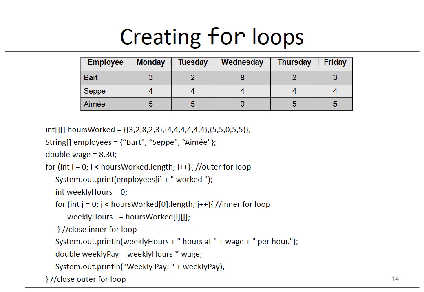Just as if-then statements, for loops can also be nested. Assume we have a matrix representing the number of hours an employee worked during each day of the week. For example, employee Bart worked 2 hours on Tuesday. For each employee, we would like to know the total number of hours worked and use that to calculate the weekly pay.